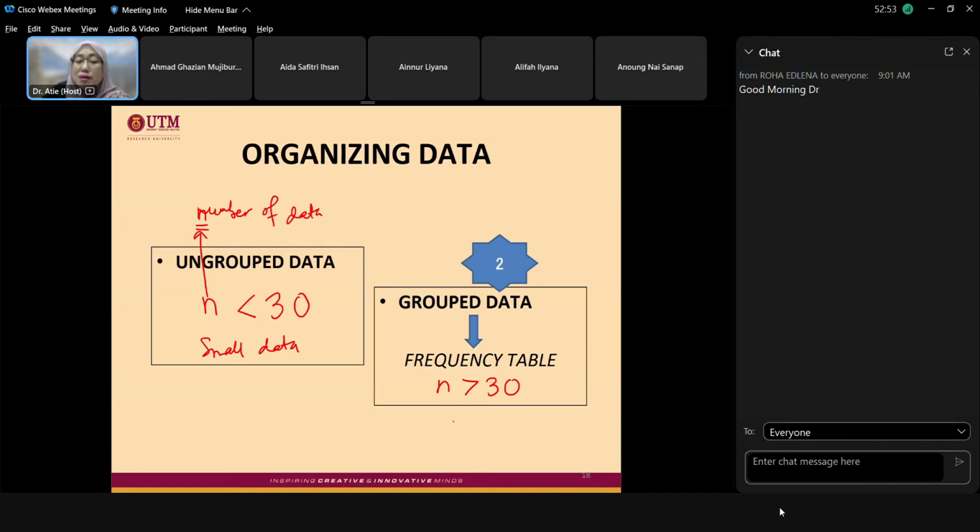So, for example, you have data of 1,500. This is quite a lot, right, for you to calculate manually using a calculator and so on. So that's the reason we need to group the data, to organize it, to make things easier. And also the best way to analyze large data is actually using software.